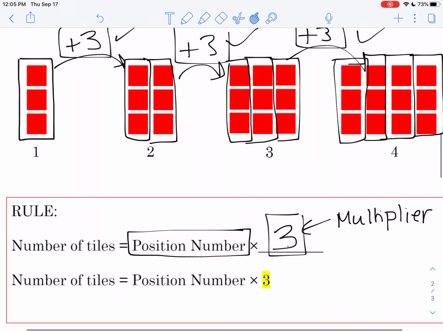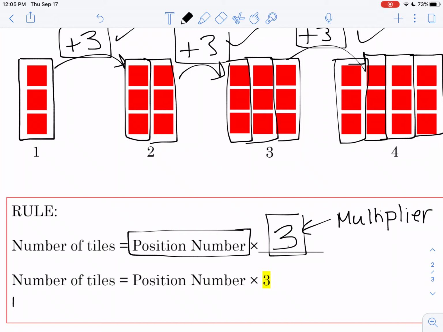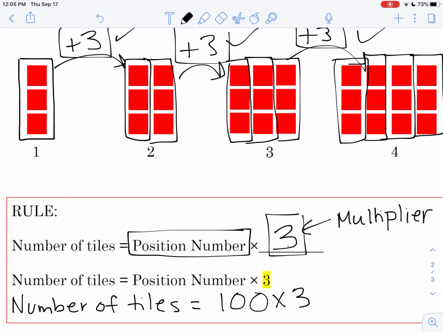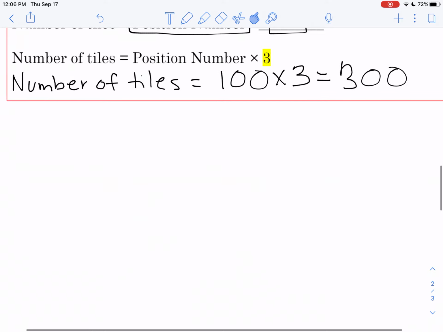So let's say I wanted to find the number of tiles at position 100. I would take 100, which is my position number, and multiply it by 3. It would have 100 columns of that 3 pattern block. So we would end up with 300 tiles. And we should draw it so that the pattern looks like it's being repeated. Let's try another one.